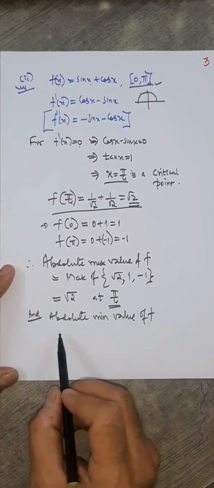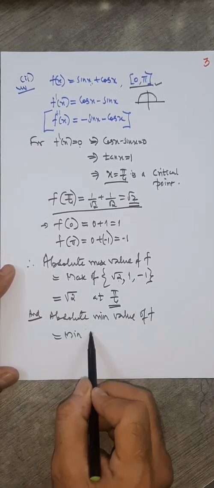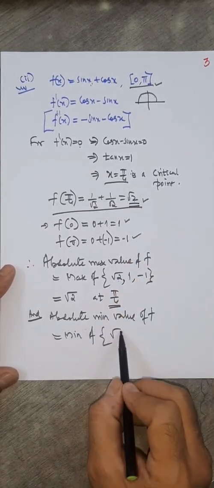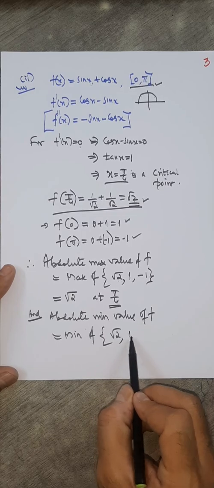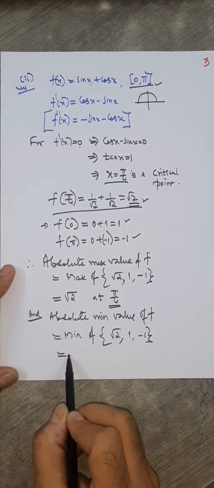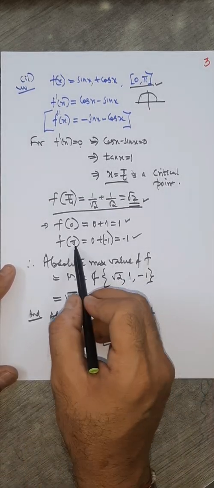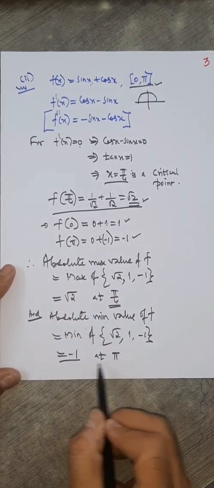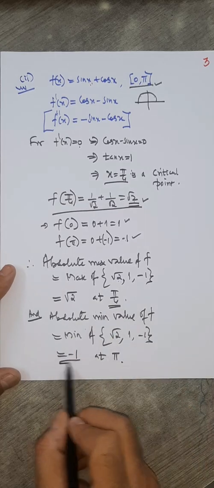of f, that is equal to minimum of, again, critical point and two endpoints, that is root 2, then you have 1 and then you have minus 1. So what's the minimum? That's minus 1. Where the minimum is obtained, that's at pi. This is not important, just for your reference I'm writing.